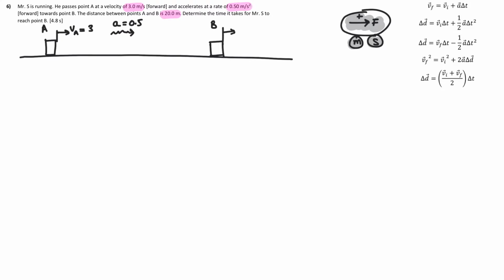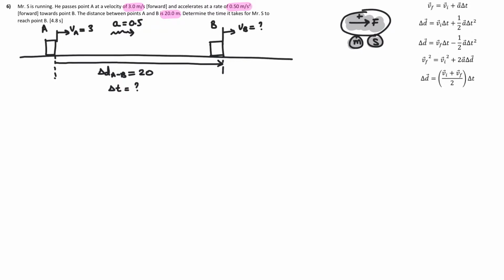And at point B, Mr. S, we don't know what velocity B or the speed at that point is, so I'm going to put a question mark. We know that this distance from here to here, or the displacement from A to B, is going to equal 20 meters. And the change in time is something we don't know.